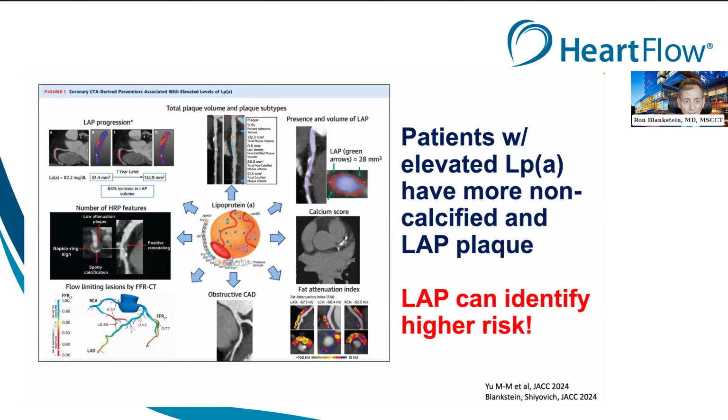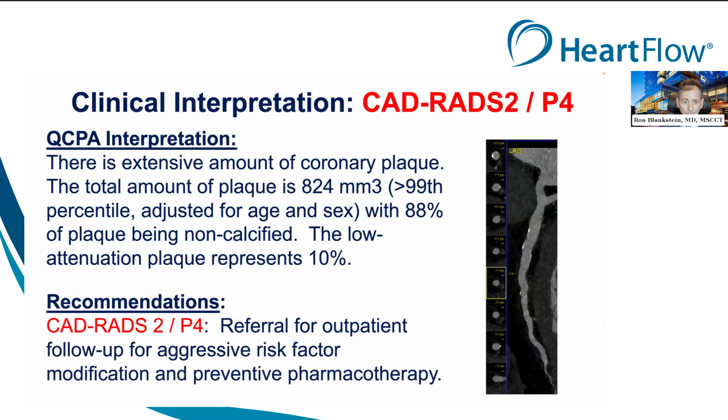But when we talk about lipoprotein A and we evaluate the literature as summarized in this figure put together by Arthur Shayovich, we see that an elevated lipoprotein A is associated not just with more plaque, but faster plaque progression, more high-risk plaque. It's associated with more abnormal lesions by FFRCT, more obstructive disease, a higher calcium score, and also low attenuation plaque. So basically all the bad things that we can see with CT have been associated with elevated lipoprotein A.